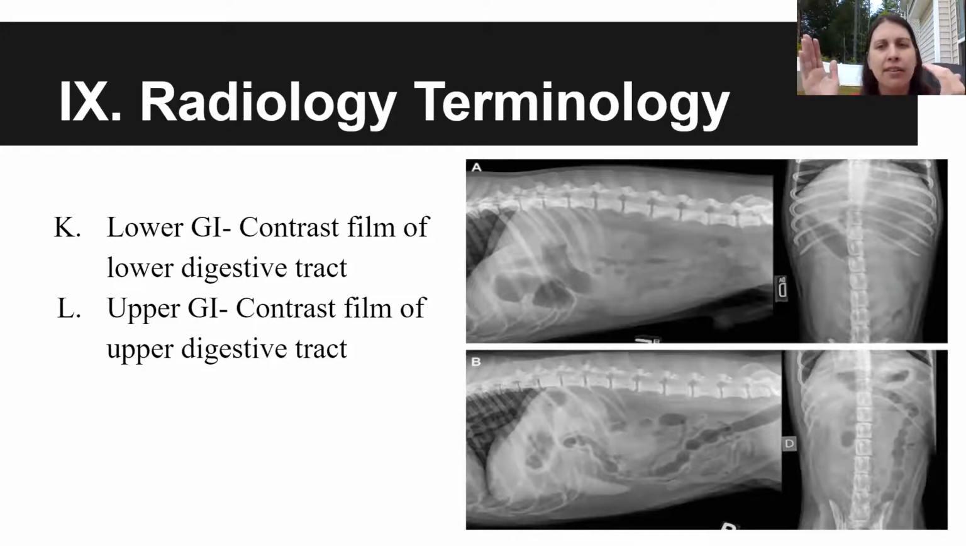And then lower GI versus upper GI, super straightforward. Basically, are you looking at the lower gastrointestinal tract? Are you looking more at the intestines? Or is it upper GI, meaning you're looking at the stomach area?